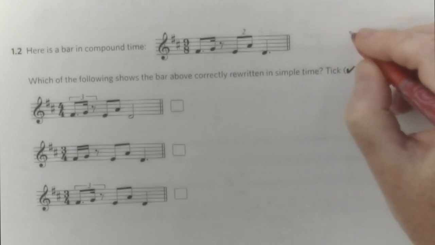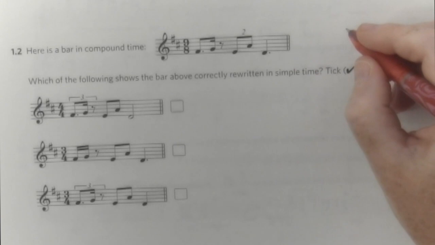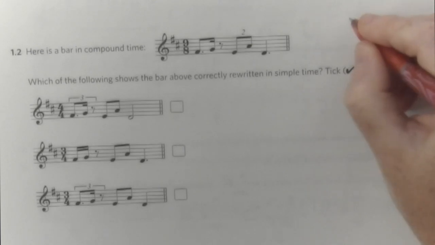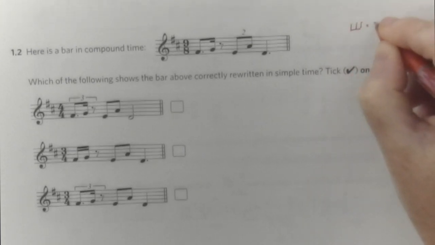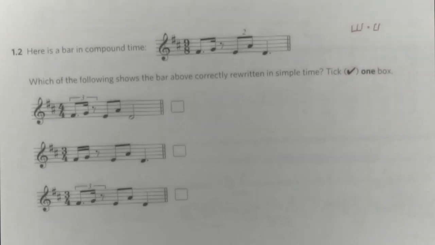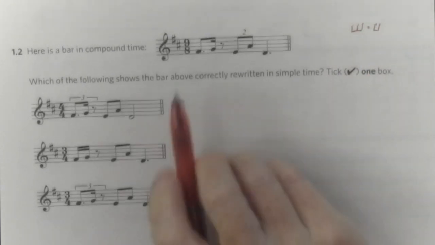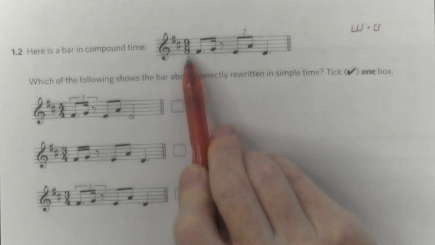Now there is a TikTok video that I link below and on the card up here, where I talk about the equivalence between compound and simple. Anyway, very quickly I can say that 3 equals 2. So in 9/8 we have 3 groups of quavers.